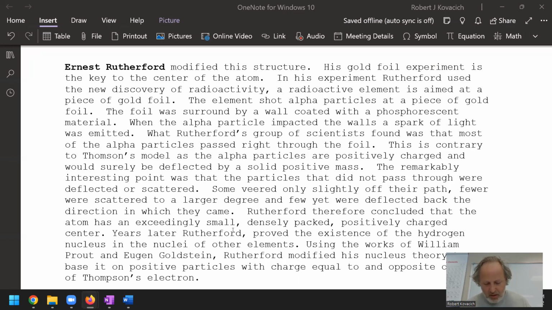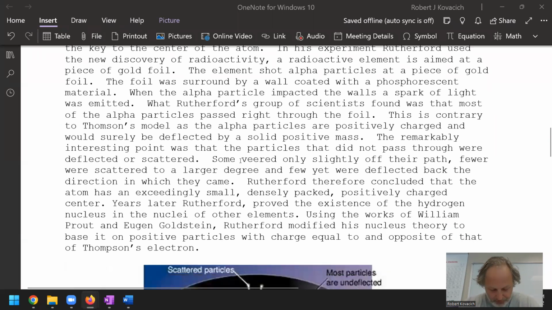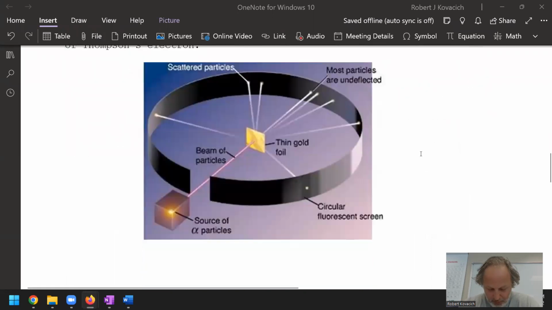Prout and Goldstein, along with Soddy, determined that nuclei weren't just a chunk of positiveness. It was actually composed of individual positive particles that we ended up calling protons. And so they realized that we have this small, densely packed positive core of particles, and that ends up being our nucleus, which is surrounded by the electrons, which are negatively charged. And so if I have an atom, the number of the negatives and the number of positives are going to equal each other. A little image of that.